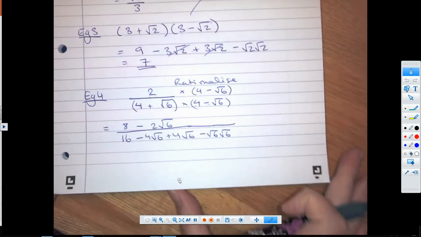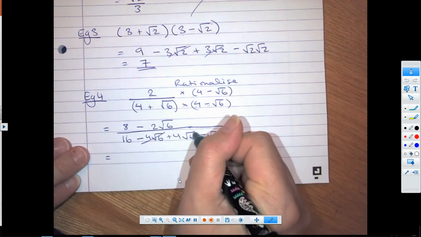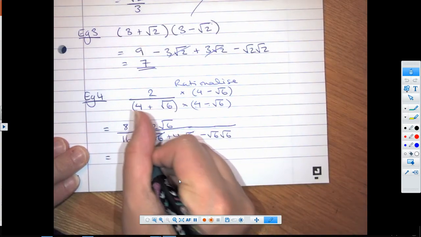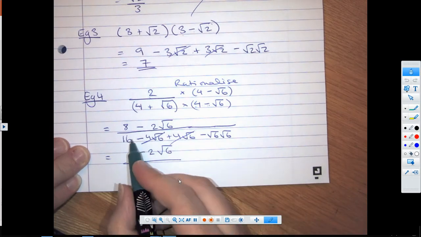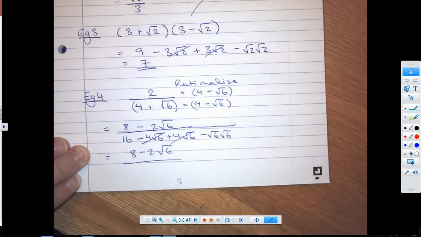Okay? Right, so now we can start to simplify. Those cancel out, which is what we wanted. Okay, 8 minus 2 root 6, let's keep that the same at the moment. All over, now 16, take away root 6 times root 6, which is 6. So 16 take away 6 is 10.